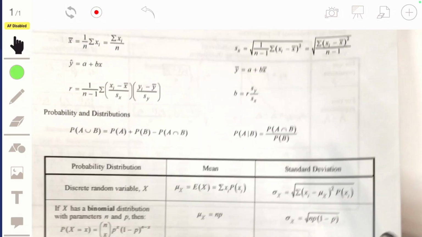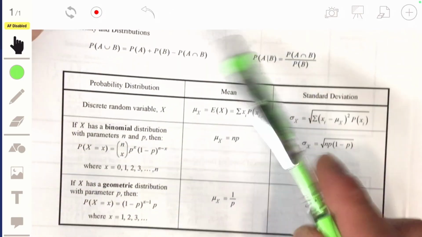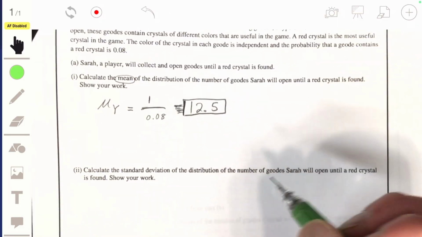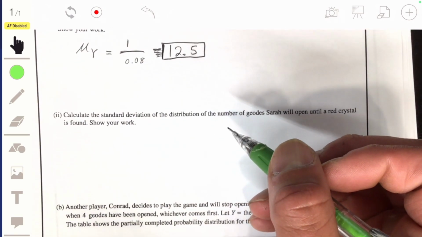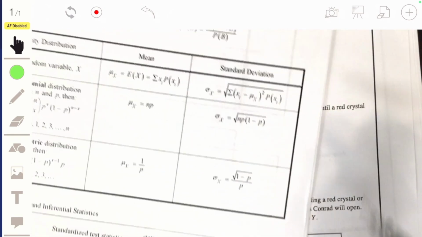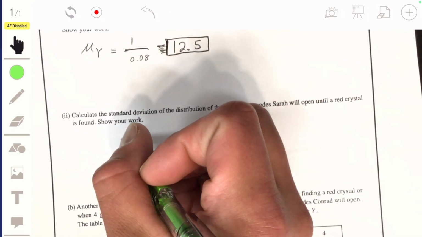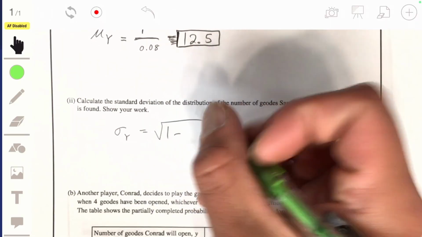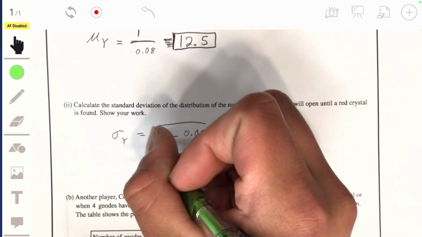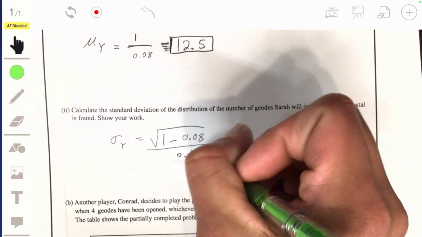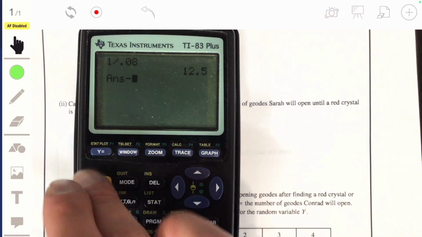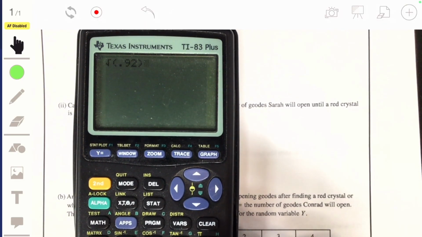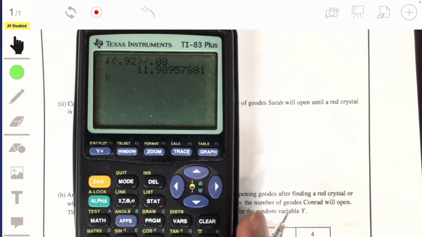And you have a formula sheet with all this stuff. So know this stuff. Well, not know it, but know to use it. Know where it is. So we're going to be using these formulas. Geometric. Calculate the standard deviation of the distribution of the number of geodes Sarah will open until a red crystal is found. Show your work. And there we go. Right here. So standard deviation will be the square root of 1 minus the probability of that happening, 1 minus 0.08, over 0.08. Calculator action. So 11.99.